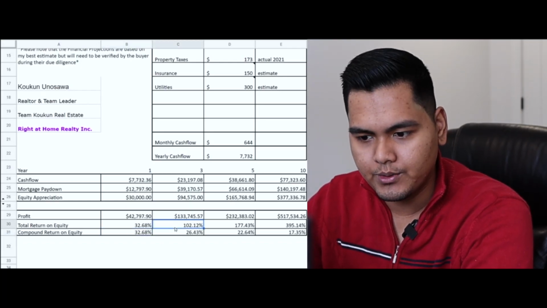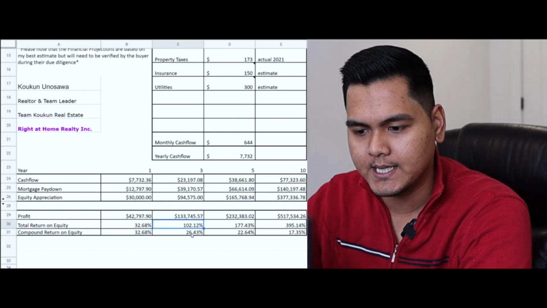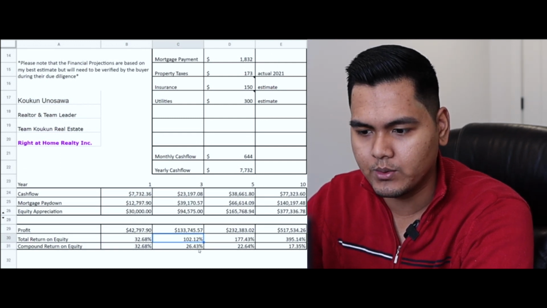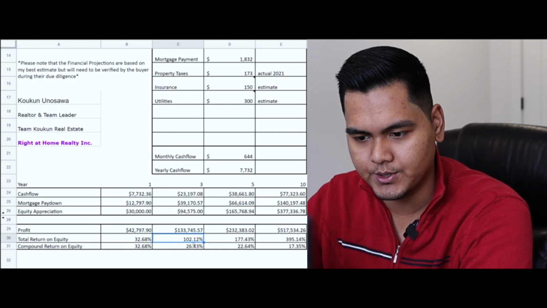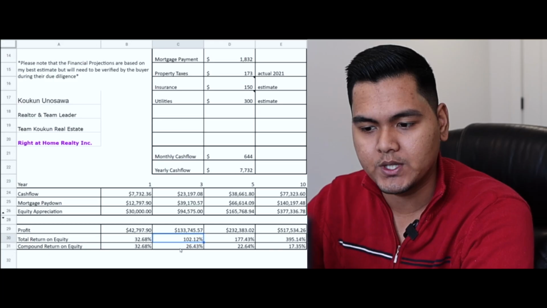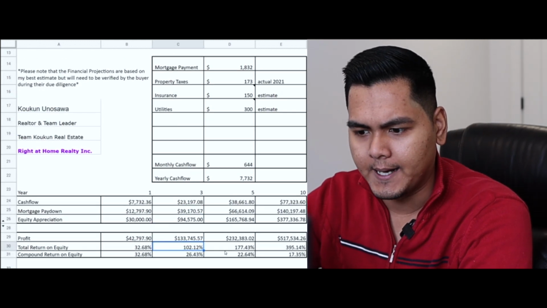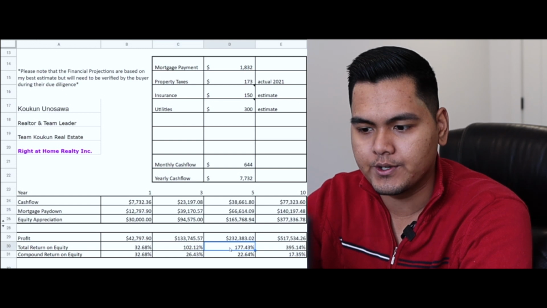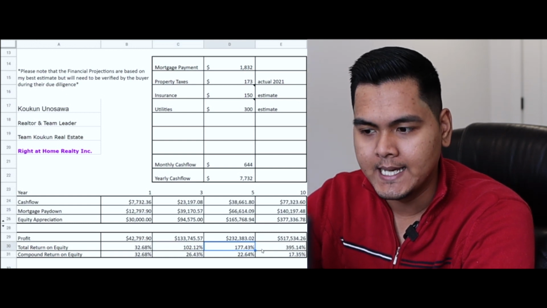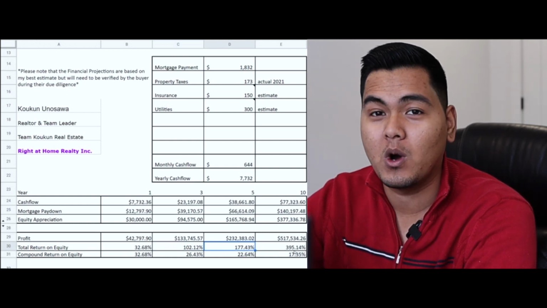By year 3, you'll notice something interesting happening. So the total return on equity increases to 102%, but your compounded return on equity reduces to 26%. And I'll explain why in a bit. Year 5, the total return goes up to 177. Year 10, it goes up to almost 400%.